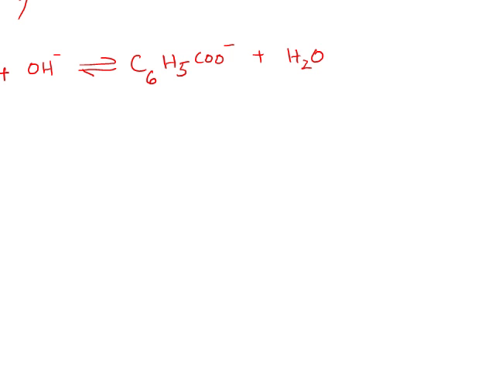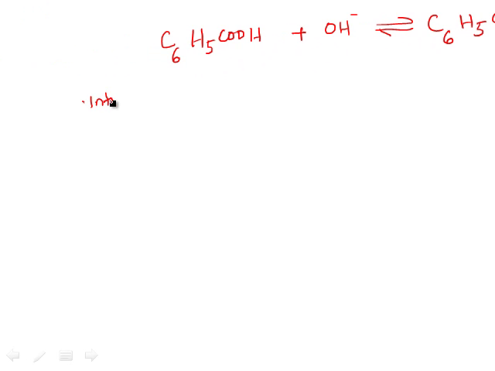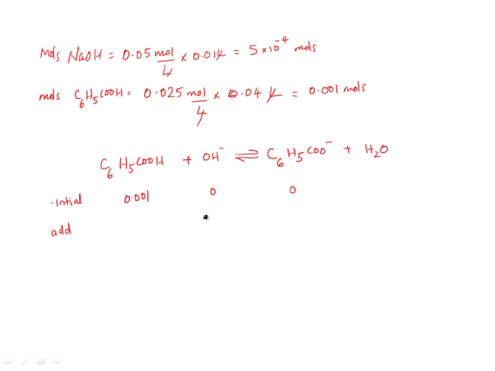Okay, now let's write the numbers we have. So initial, or before, we have 0.001 moles of benzoic acid. We have no OH, no acetate ion. Then we are going to add NaOH now. You start the titration. You are adding the number of moles of NaOH. 5 into 10 to the power negative 4 moles of NaOH is added. And after the addition, so this is what you had initially.